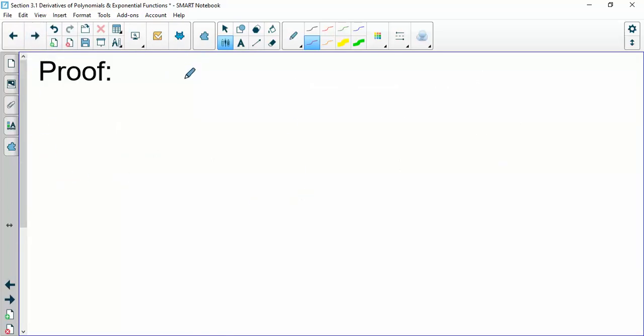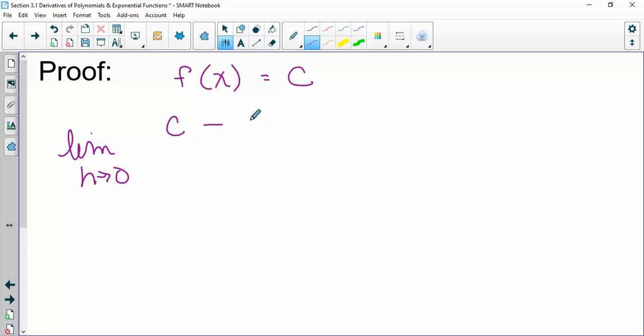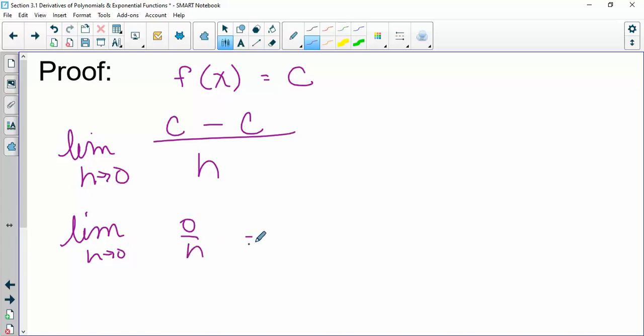We could prove it. I don't do the actual math proofs for you very often, but this is a pretty simple one. So if you have a function that is equal to a constant, the derivative is the limit as h approaches 0 of f of x plus h, which is just c here because there's nowhere to plug it in, minus f of x, which is also c, over h, and we get 0 for our answer.